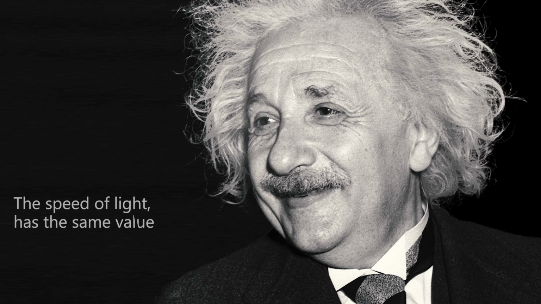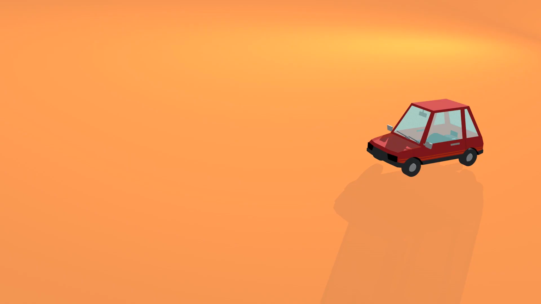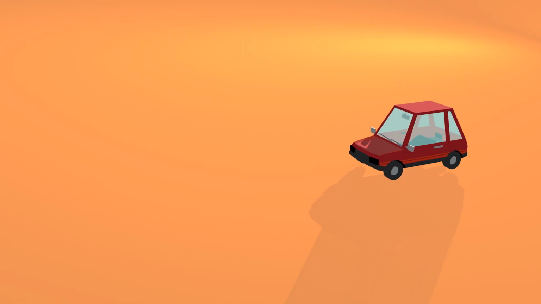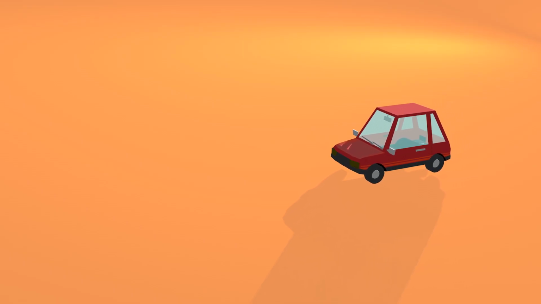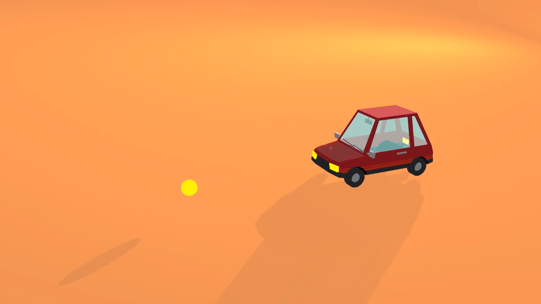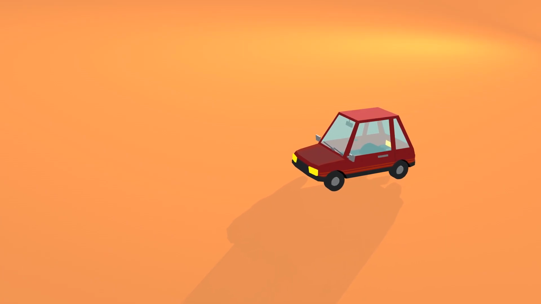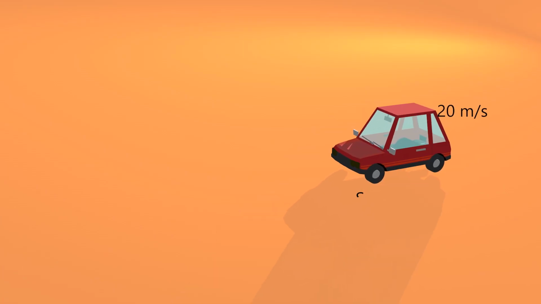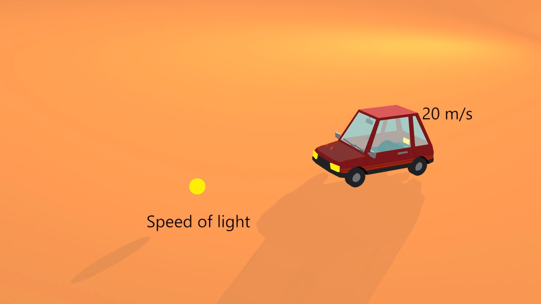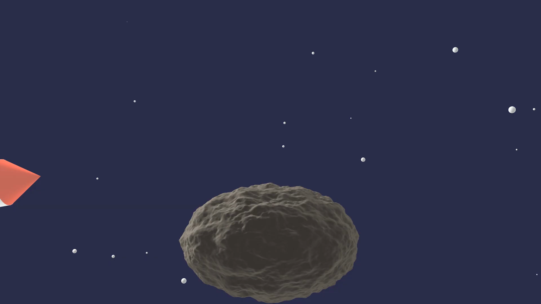But Einstein tells us the speed of light has the same value everywhere. So even if the car is traveling 20 meters per second and it turns on the front lights, the speed of the photon will not be the speed of light plus 20 meters per second. The speed of the photon will always be the speed of light. This has huge consequences, let's see why.